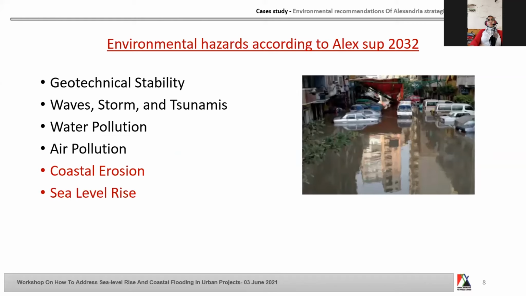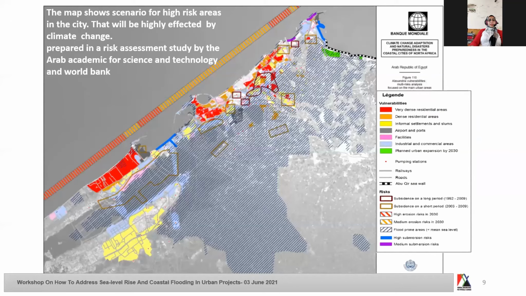Environmental hazards according to the Alexandria SUP: geotechnical stability, waves, storms and tsunami, water pollution, air pollution, coastal erosion, and sea level rise. We will focus on coastal erosion and sea level rise. The map is showing a scenario for high risk areas in the city that will be highly affected by climate change. This map is prepared in a risk assessment study by the Arab Academy for Science and Technology and the World Bank.